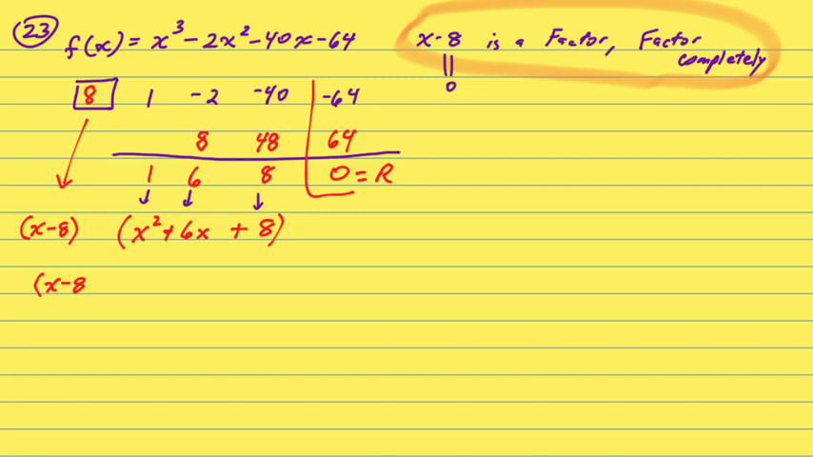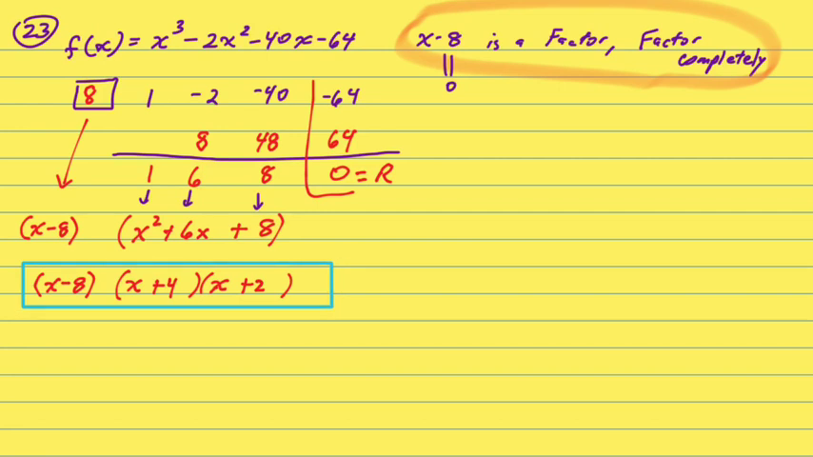Now they want us to factor it completely, so I need to continue my factoring. So x minus 8 stays. How do you get x squared? Well, it's probably x times x. Are there factors of 8 that add to 6? How about 4 and 2? 4 times 2 is 8. 4 plus 2 is 6. So now I have it factored completely. I hope these help. Good luck.